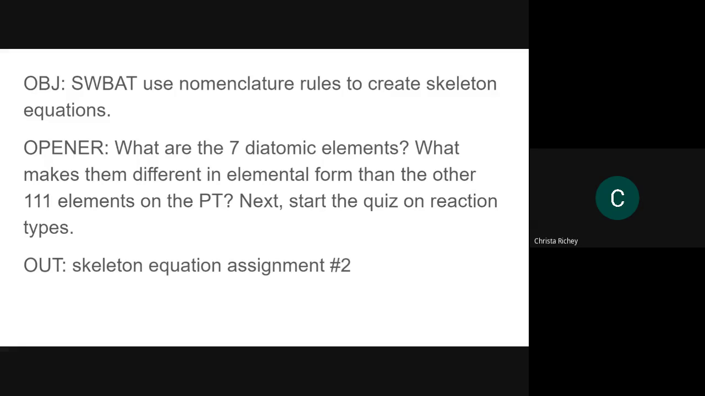So what makes them different than the other 111 elements that are up there? What is different about these 7 versus platinum, or calcium? What's the difference between these 7 and the other 111 when they're by themselves?